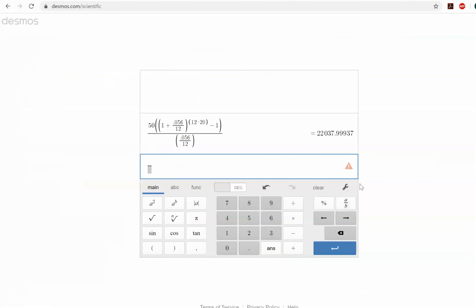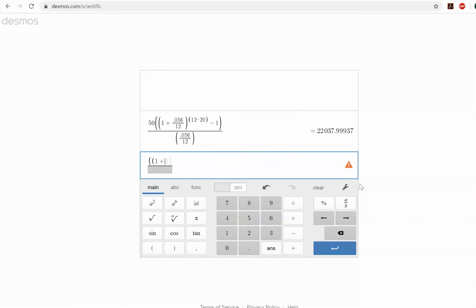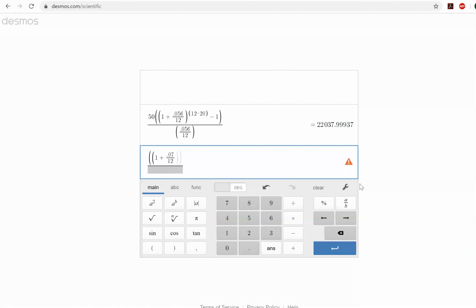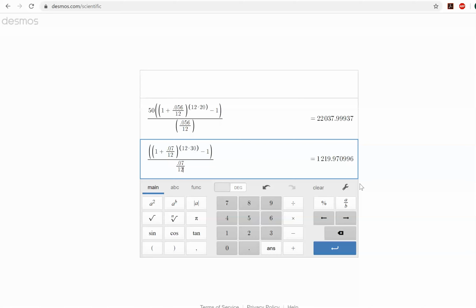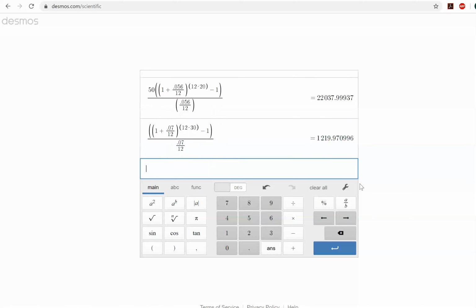So we separate our fraction, 2 sets of parentheses, 0.07 divided by 12, close parentheses, and then an exponent, and then just be sure to have those parentheses around the exponent, and then a minus 1, close those parentheses, and then the denominator, 0.07 divided by 12. So that gives you this number here. I'll go ahead and hit enter.